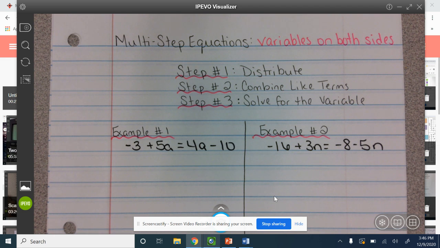Today we're going to focus on multi-step equations that have variables on both sides of the equal sign.